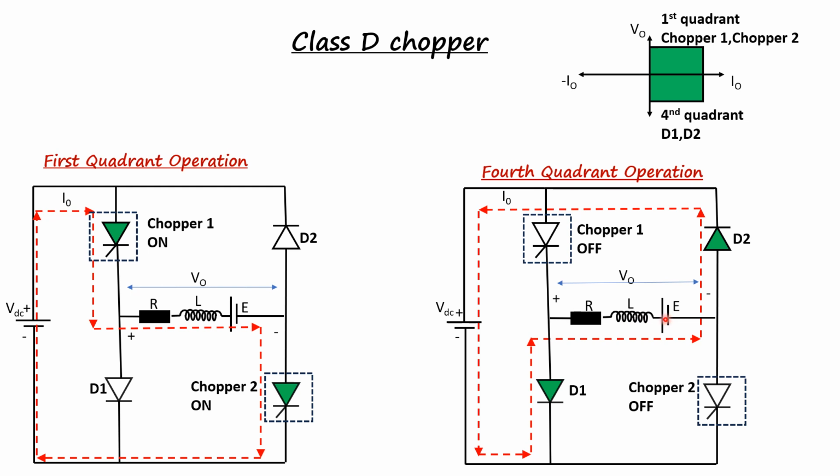So therefore you can see that when the switches are made to conduct, the chopper operates in the first quadrant. As you see in the first circuit diagram, chopper 1 and chopper 2 are on. This chopper will be in the first quadrant of operation. The current flows from source to the load. Whereas when the switches, that is chopper 1 and chopper 2, are off, this will be working in the fourth quadrant of operation. The current flows from the load to the source.